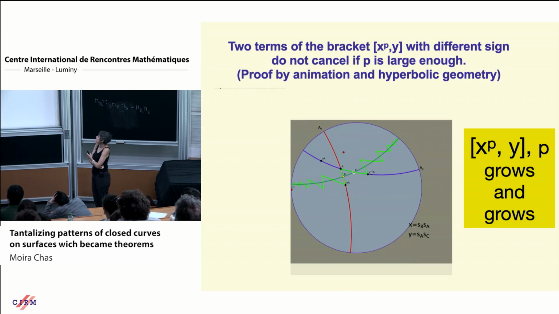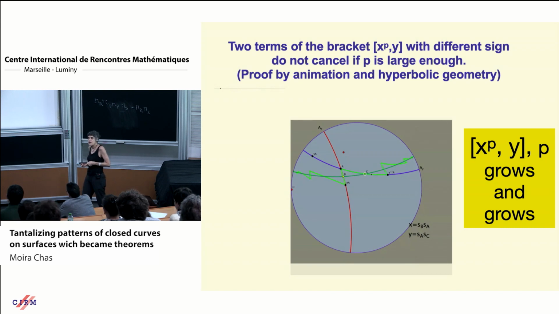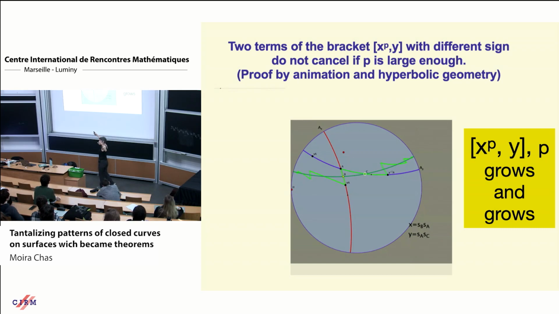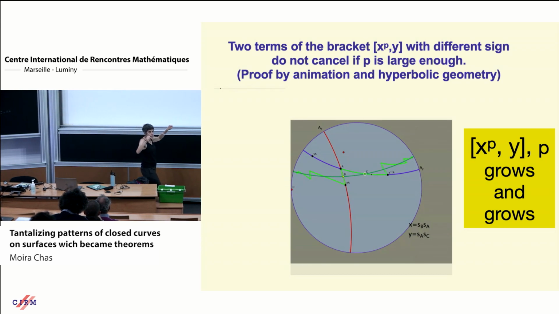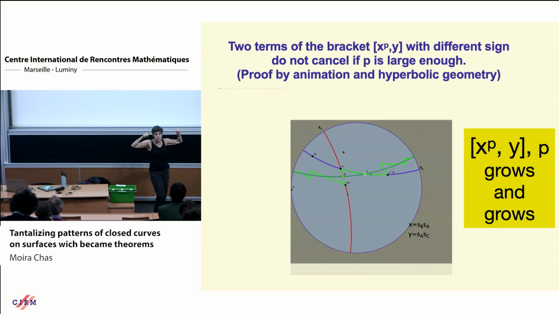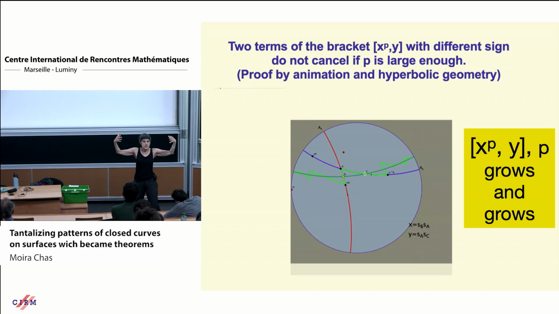And here is a proof. Here we have what happens when I let p grow, so I'm taking a larger power of x. This little zigzag curve is going to have pieces that are very long when p is very long. Now what happens if you have a cancellation? You're going to have two terms where the free homotopy class is the same. If the free homotopy classes are the same, the geodesics are the same.